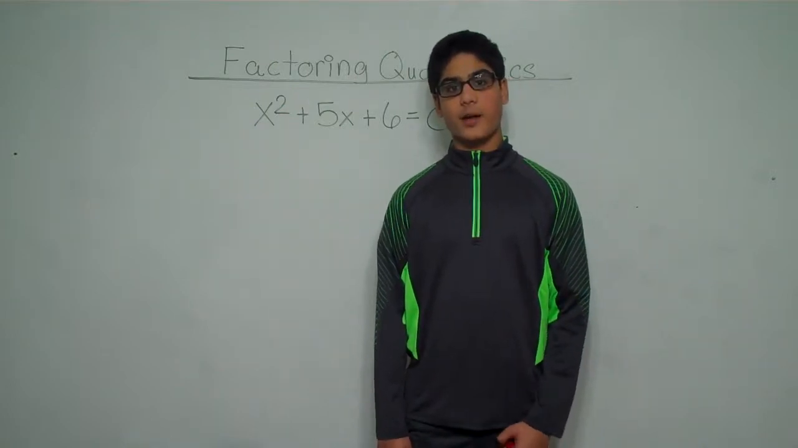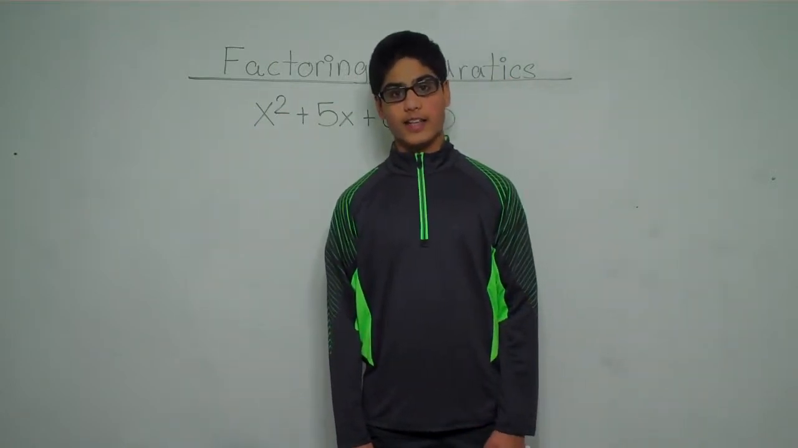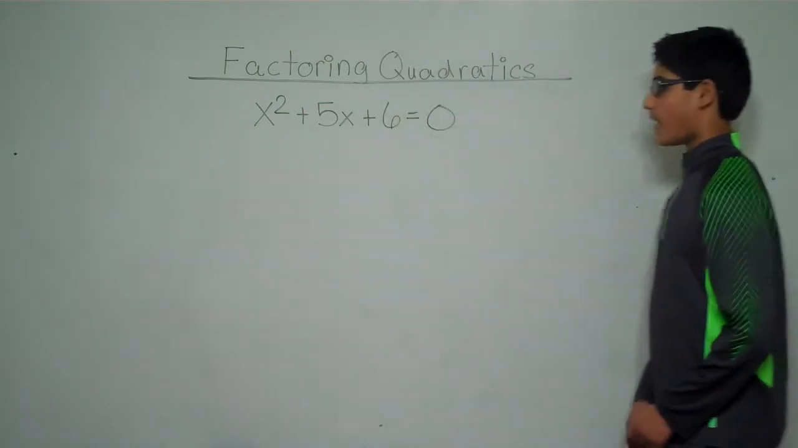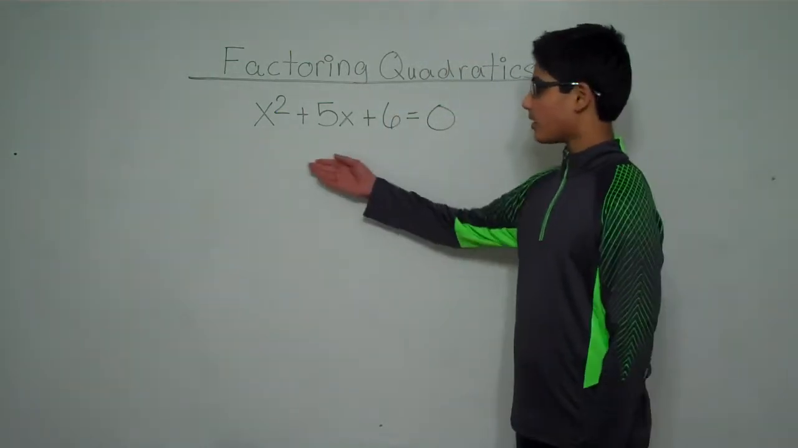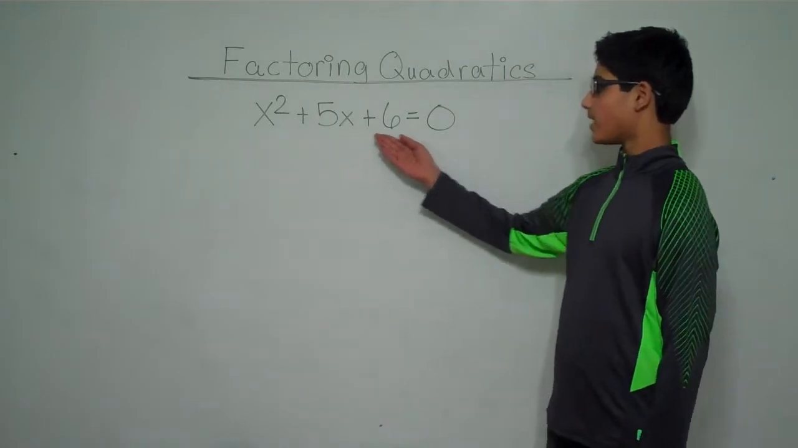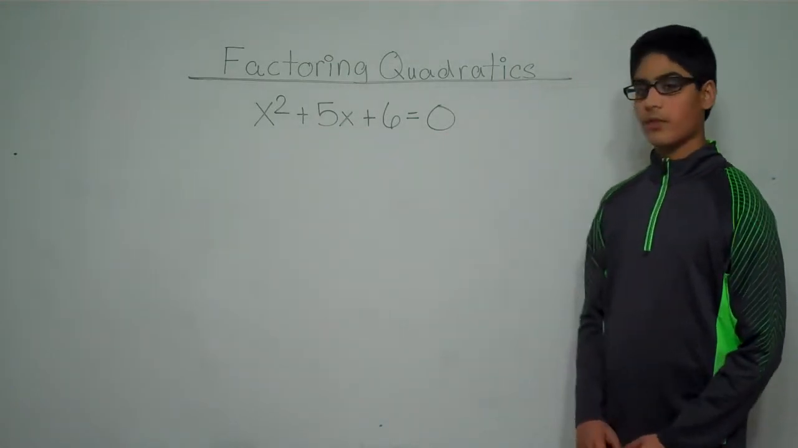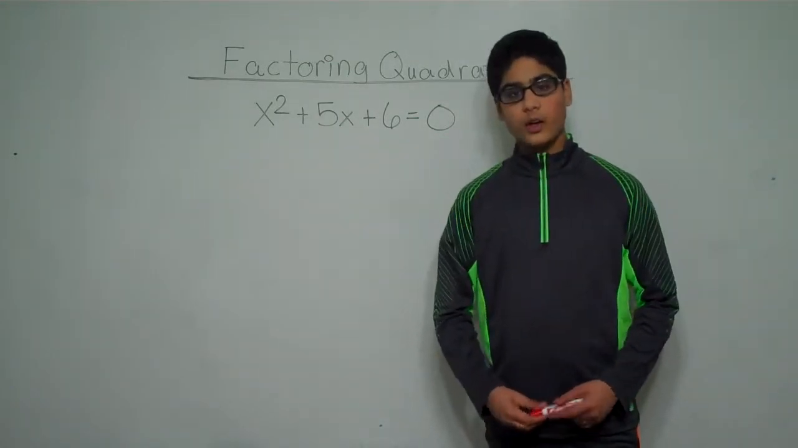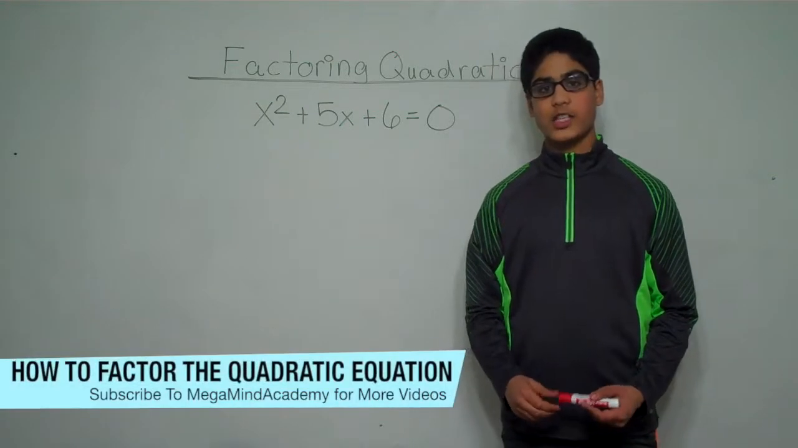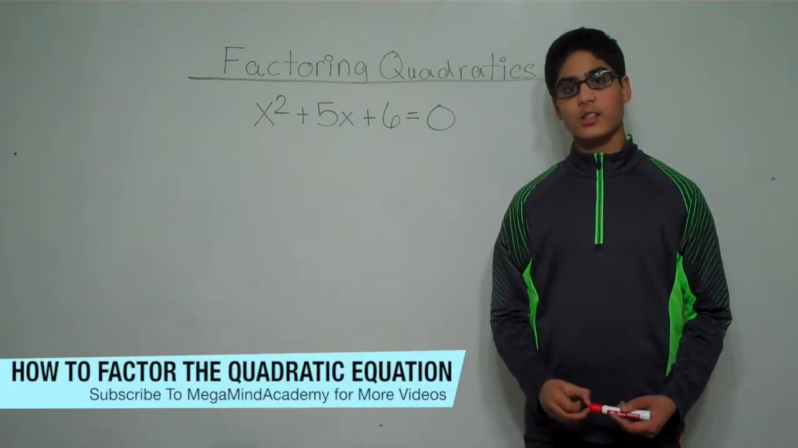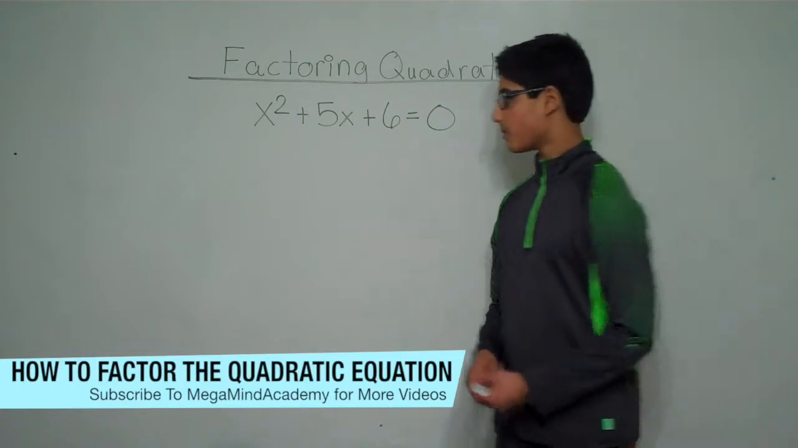Today we're going to learn about factoring quadratics. Let's say we have to factor this quadratic equation: x squared plus 5x plus 6 equals 0. Now we know that a quadratic equation is made up of two binomials. So let's draw these two binomials.